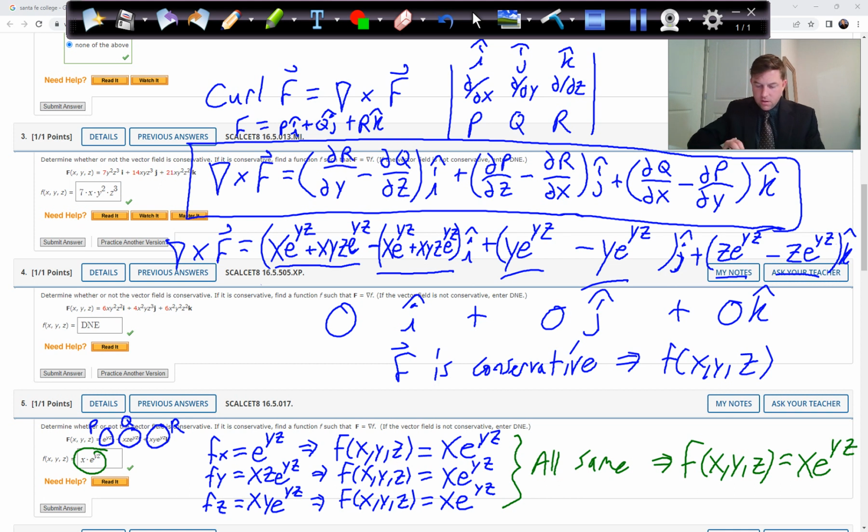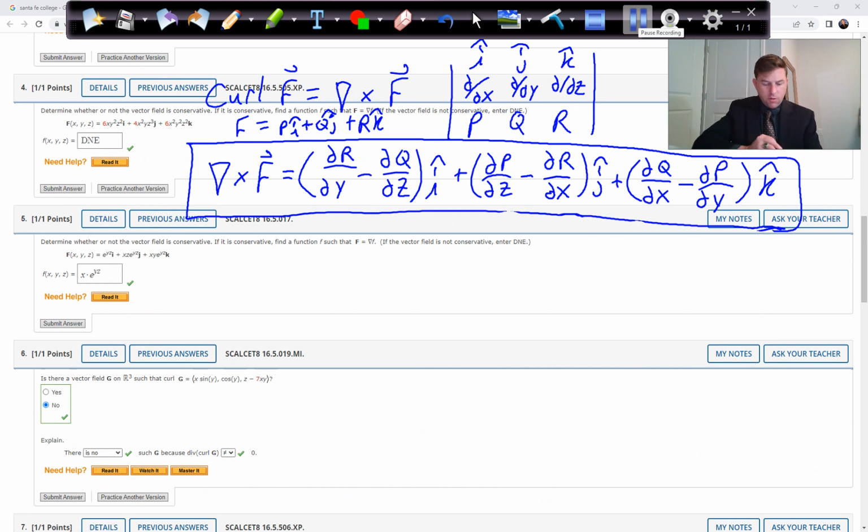And again, the whole point of that is I take a partial with respect to x and I get P, take a partial with respect to y and I get Q, with respect to z and I get R. So I can recreate that vector field just by taking partial derivatives, which is the same as taking a gradient. So we're basically taking a gradient of this and we're getting back to where we started.